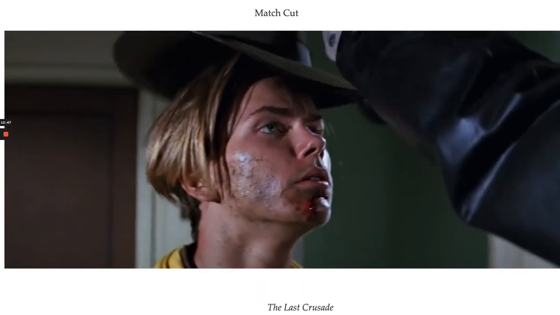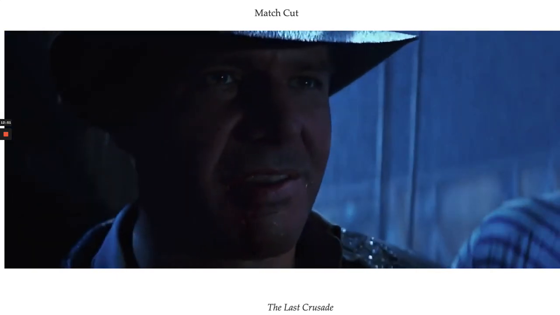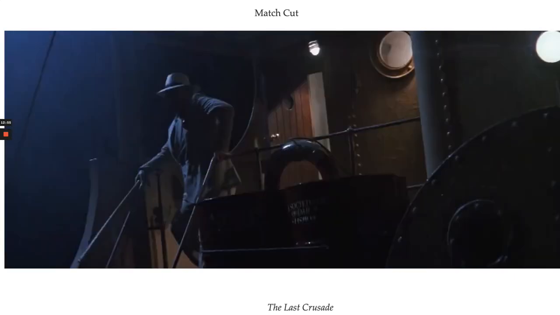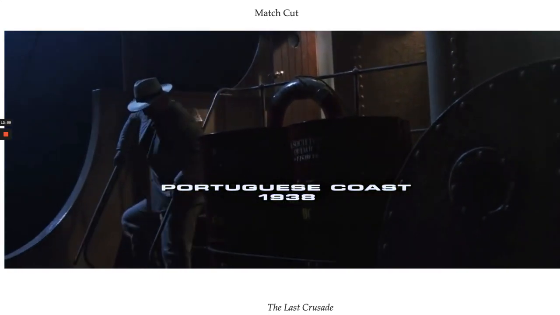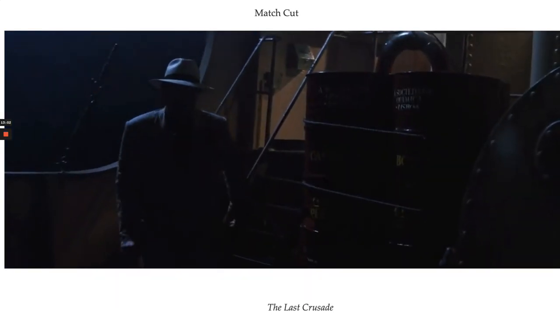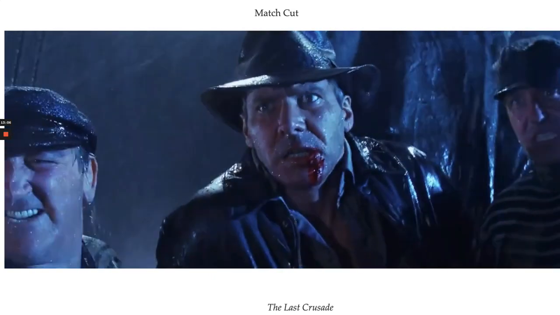Gives him the Indiana Jones hat. Match cut to the same hat. Now he's older, right? A way of linking them. He is searching for the same artifact that he was looking for as a child that they took away from him. Now he's trying to get the same thing. So it's a way of connecting his past to his present.